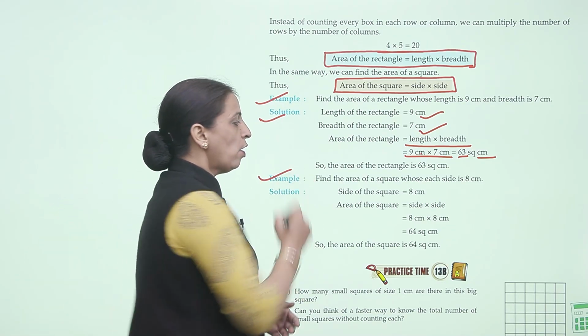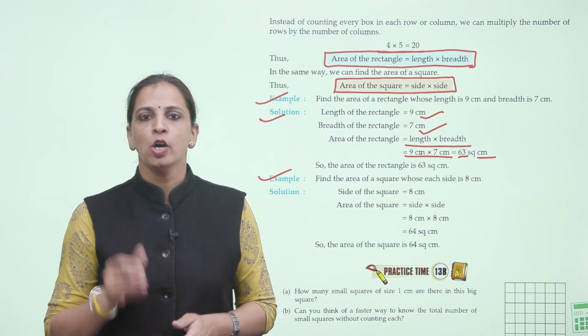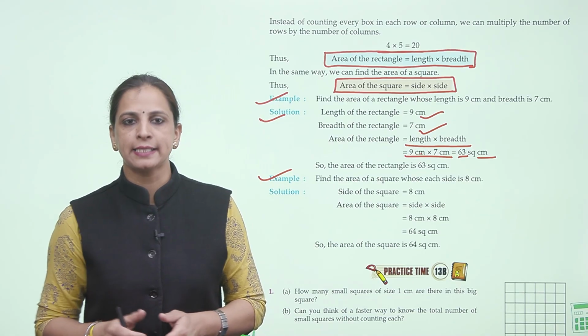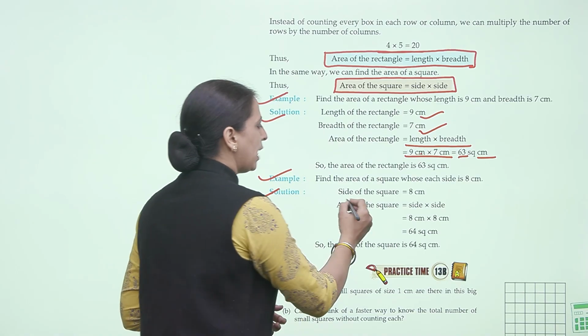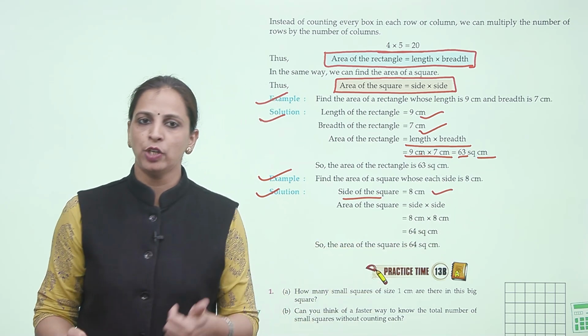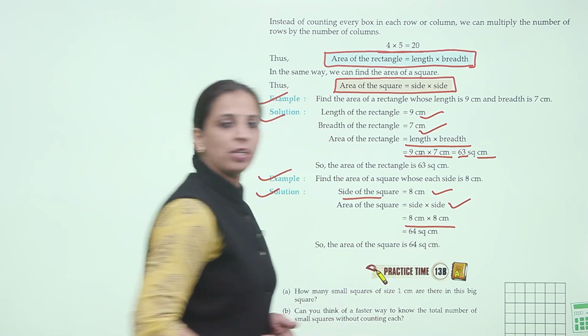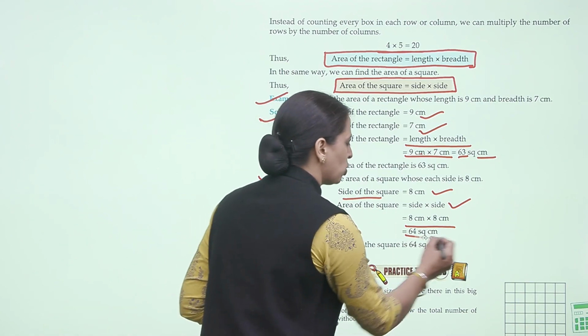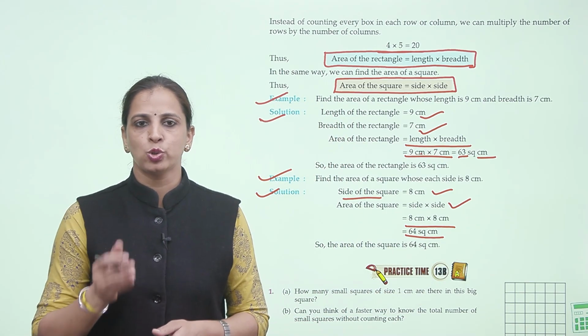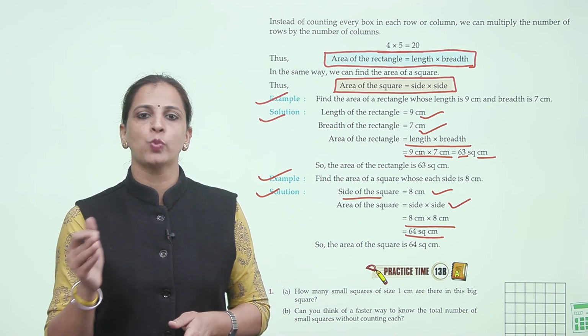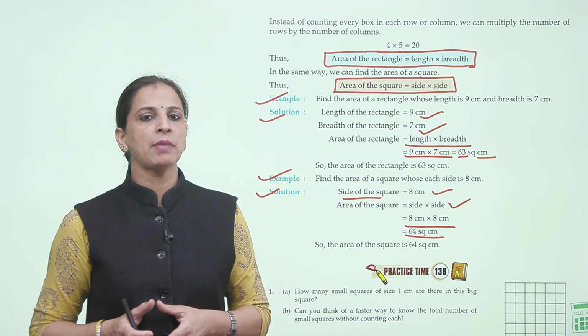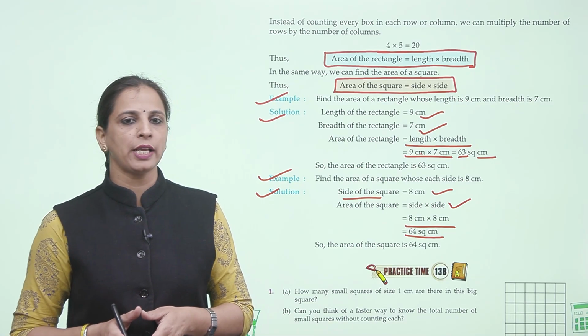Next example, find the area of a square whose each side is 8 centimeter. Solution करते हैं. Side of the square is 8 centimeter and we know the area of the square is side into side. That is 8 centimeter multiplied by 8 centimeter, that is equals to 64 square centimeter. So the area of square is 64 square centimeter. तो बच्चों सेम मेथड को यूज करते हुए एक्सरसाइज आप खुद ट्राई करेंगे.